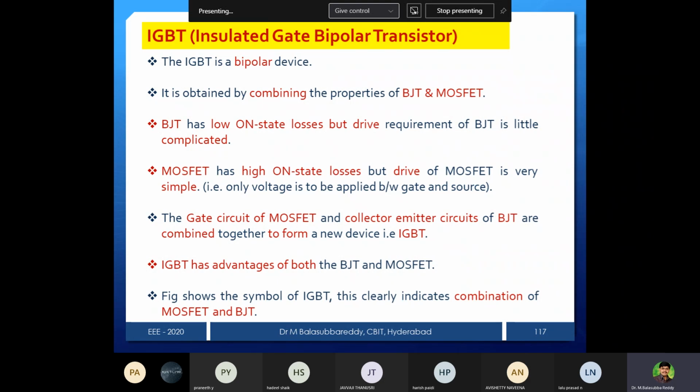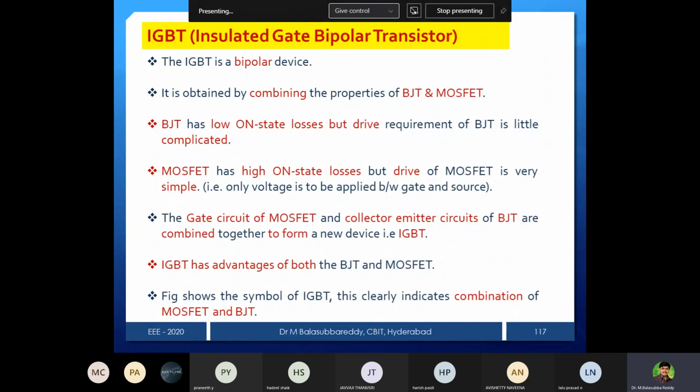The BJT has low on-state loss, but its driving requirement is complicated. The MOSFET has a high on-state loss, but its driving requirement is simple: only a voltage is applied between gate and source. Once the voltage reaches the threshold voltage, the device turns on, and if we remove the gate-source voltage, we can turn off the MOSFET. So now the collector and emitter circuit of the BJT are combined to form a new device.